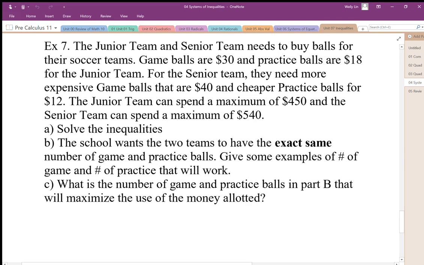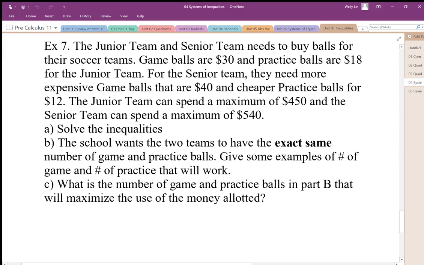For the senior team, they need more expensive game balls, so their game balls cost $40, but they can use a cheaper practice ball for $12. The junior team has a budget, so they can spend a maximum of $450, and the senior team has a budget that's a little bit more, and they can spend up to $540. Okay, so we want to solve this system of inequalities. We have our junior and our senior team.